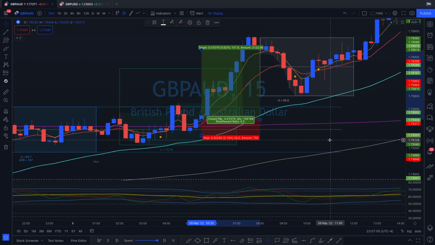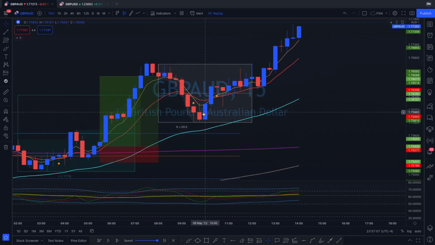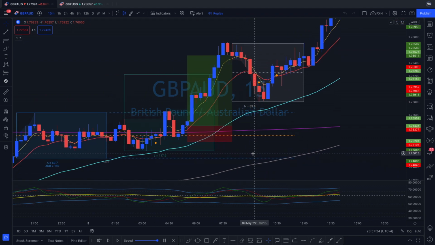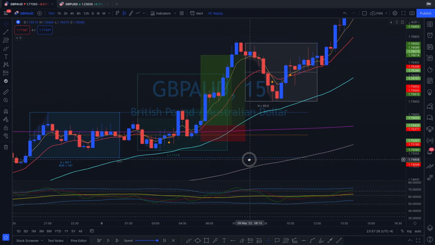Okay, you even got a continuation trade here in the New York session, again off of another star pattern that's also being blocked by the 50, which is also being blocked by the 50 line on the TDI as well. So two trade setups on pound AUD back to back.